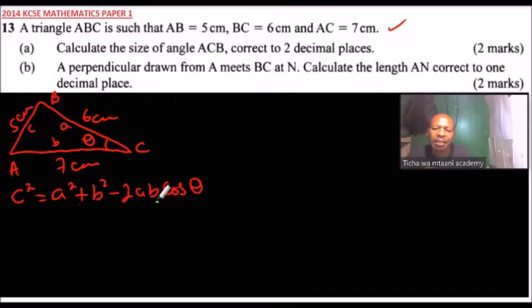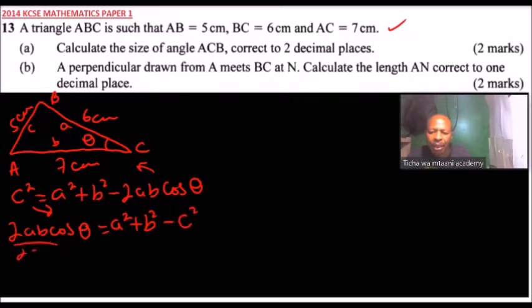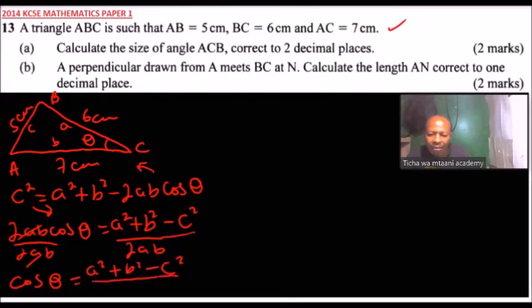Now you can rearrange this rule and make cosine theta the subject of the formula. So you can take this c squared to this side, and you take 2ab cosine theta to the other side. So we have 2ab cosine of theta is equal to, when c squared goes to the other side, it becomes negative. So we have a squared plus b squared, now we minus c squared. Let's divide both sides by 2ab to have cosine of theta on one side. So we can cancel that. So we have cosine of theta is equal to a squared plus b squared minus c squared divided by 2ab.